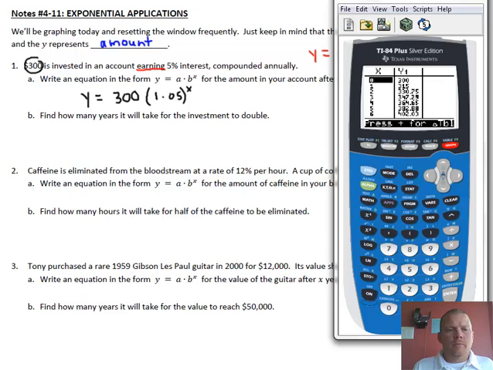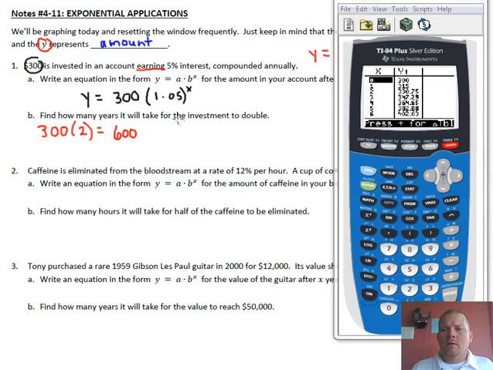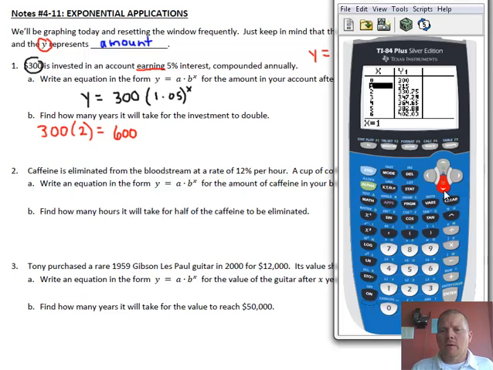So double, remember doubling is multiplying by 2. So if I take the 300 and I double it, hopefully you don't need your calculator for that, that would be 600. So I want to find out what x is when the amount is 600. And if you remember, the amount is our y, so I'm going to look in the y column, and I'm going to go down to 600. So I'm going to go down until I get to 600 in the y. And it's quite a ways down here, but it's getting closer.